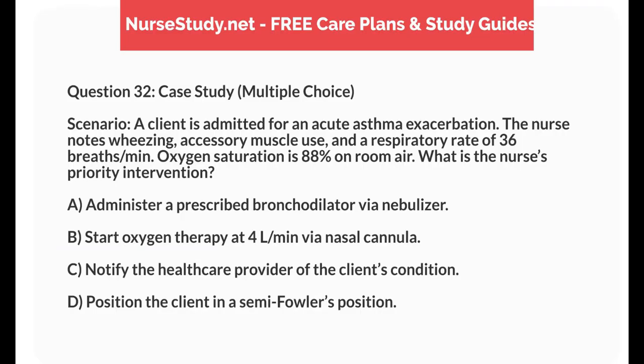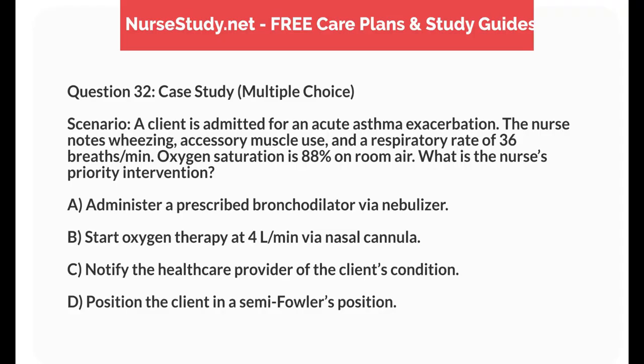Question 32, Case Study, Multiple Choice. Scenario: a client is admitted for an acute asthma exacerbation. The nurse notes wheezing, accessory muscle use, and a respiratory rate of 36 breaths per minute. Oxygen saturation is 88% on room air.